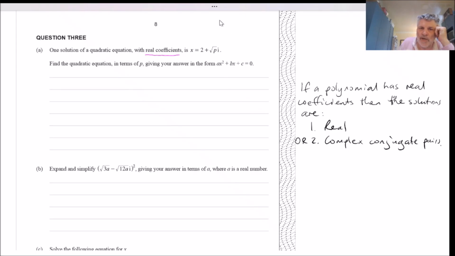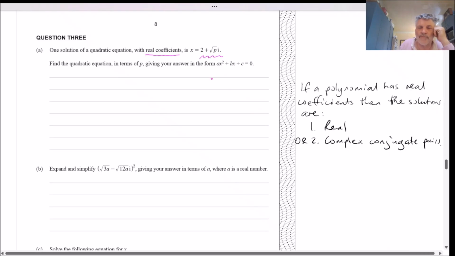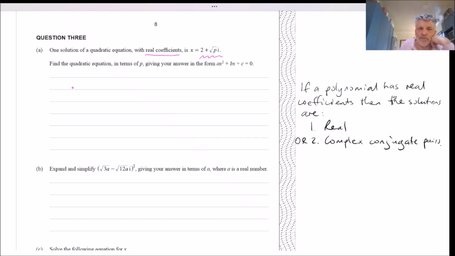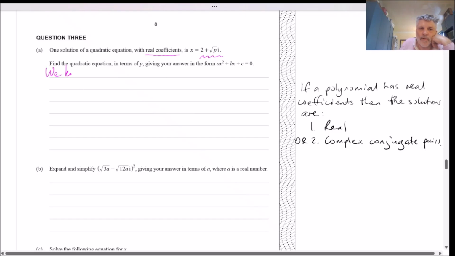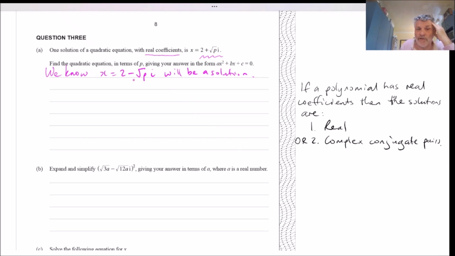So when we're told one solution and it's a complex number, we know there is another solution that is a complex number. So we know x equals 2 minus root p will be a solution. And we also know, because it's a quadratic, that there are only 2 solutions. Therefore, these are the only 2 solutions.